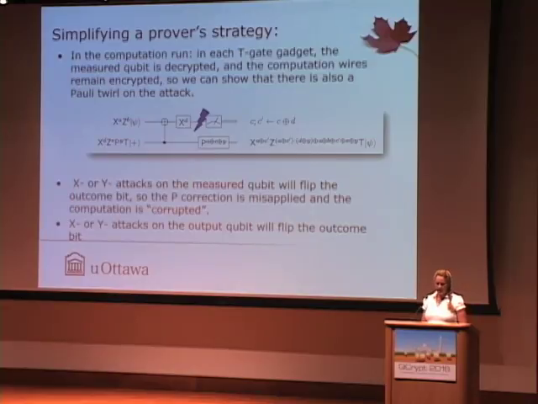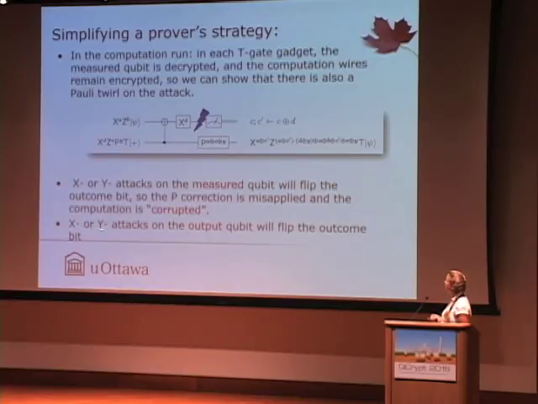So that's also very handy. And then what are the effects of the possible Pauli attacks here? Well, if you have an X or a Y attack here on the measured qubit, it's going to flip the measurement result C, and then this P correction is going to be applied when it should not, or vice versa. So the computation will be corrupted, it's going to be wrong. So these are the types of attacks that we need to detect. These are the non-benign ones.